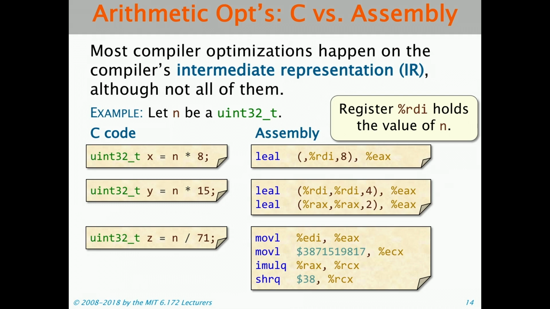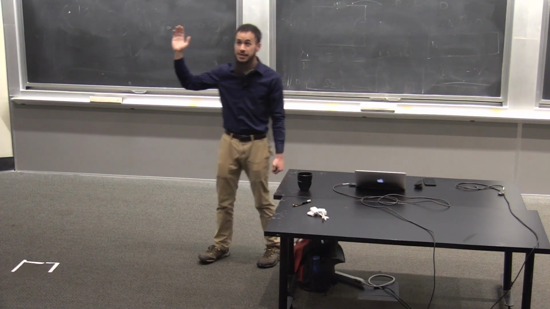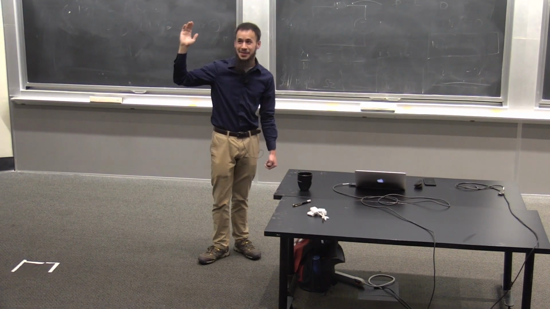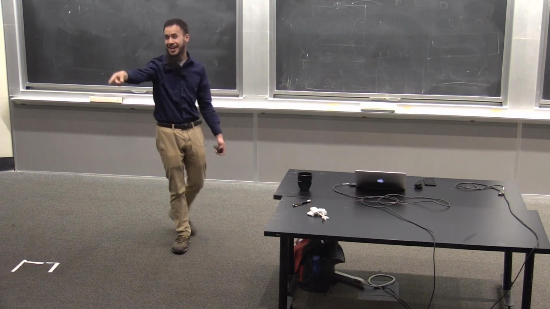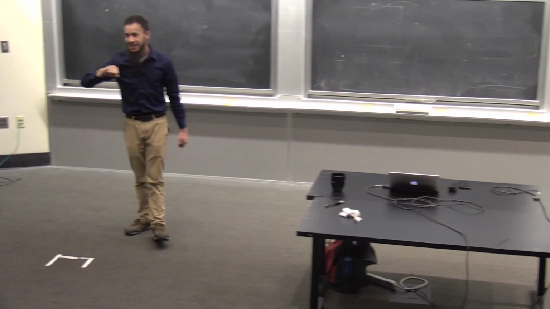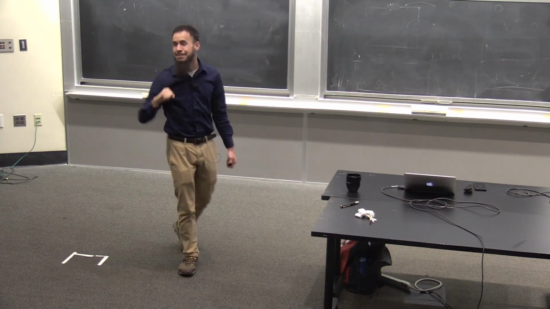So the first one, the C code, takes the argument n and multiplies it by 8. And in the assembly, we have this LEA instruction. Anyone remember what the LEA instruction does? I see one person shaking their head. That's a perfectly reasonable response. Yeah, go for it. Load effective address. What does that mean?